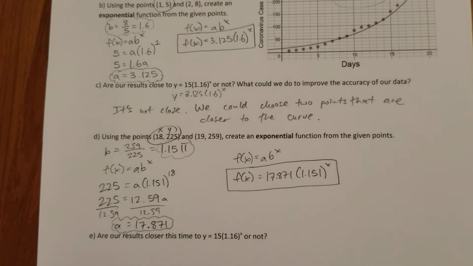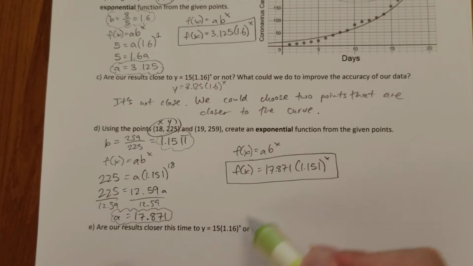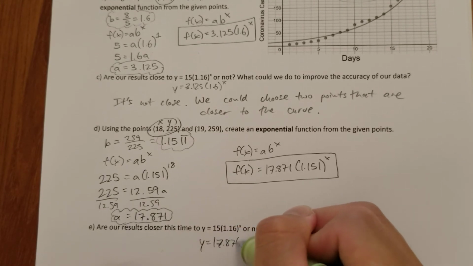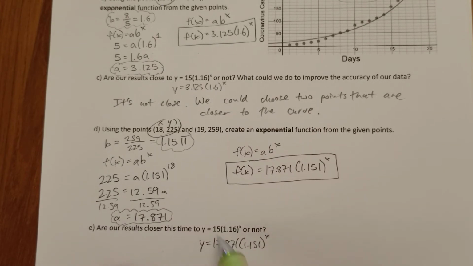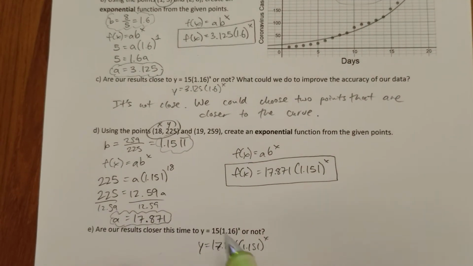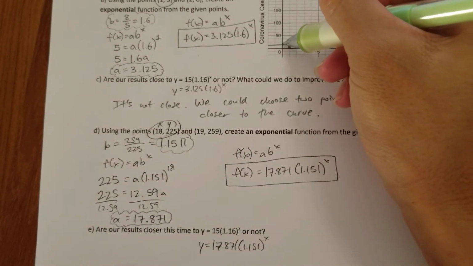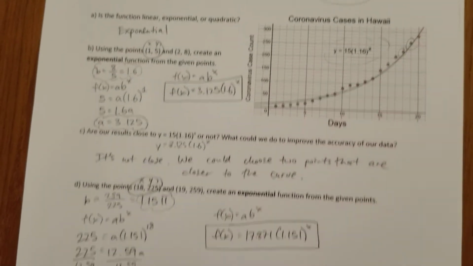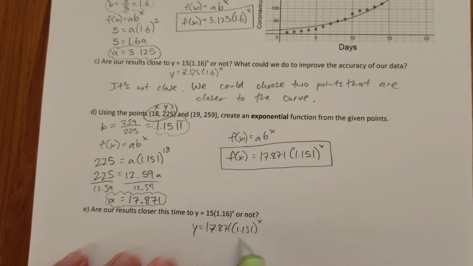Okay, now the last part. Are our results this time closer to this function? If you look at it, the 17.871 unfortunately wasn't as close, but the ratio is close enough. If you plug a 0 into here, the y-intercept is going to be about 15 based on the computer model, and based on your hand calculation it would be about 17.87.